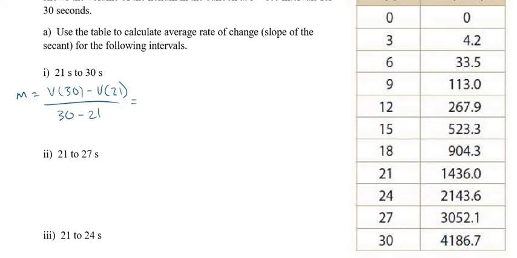Our values up top can be found from the table. Volume at 30 seconds we see is 4,186.7, minus the volume at 21 seconds, which is 1,436.0, all over 9. And that should be equal to roughly 305.6 centimeters cubed per second.